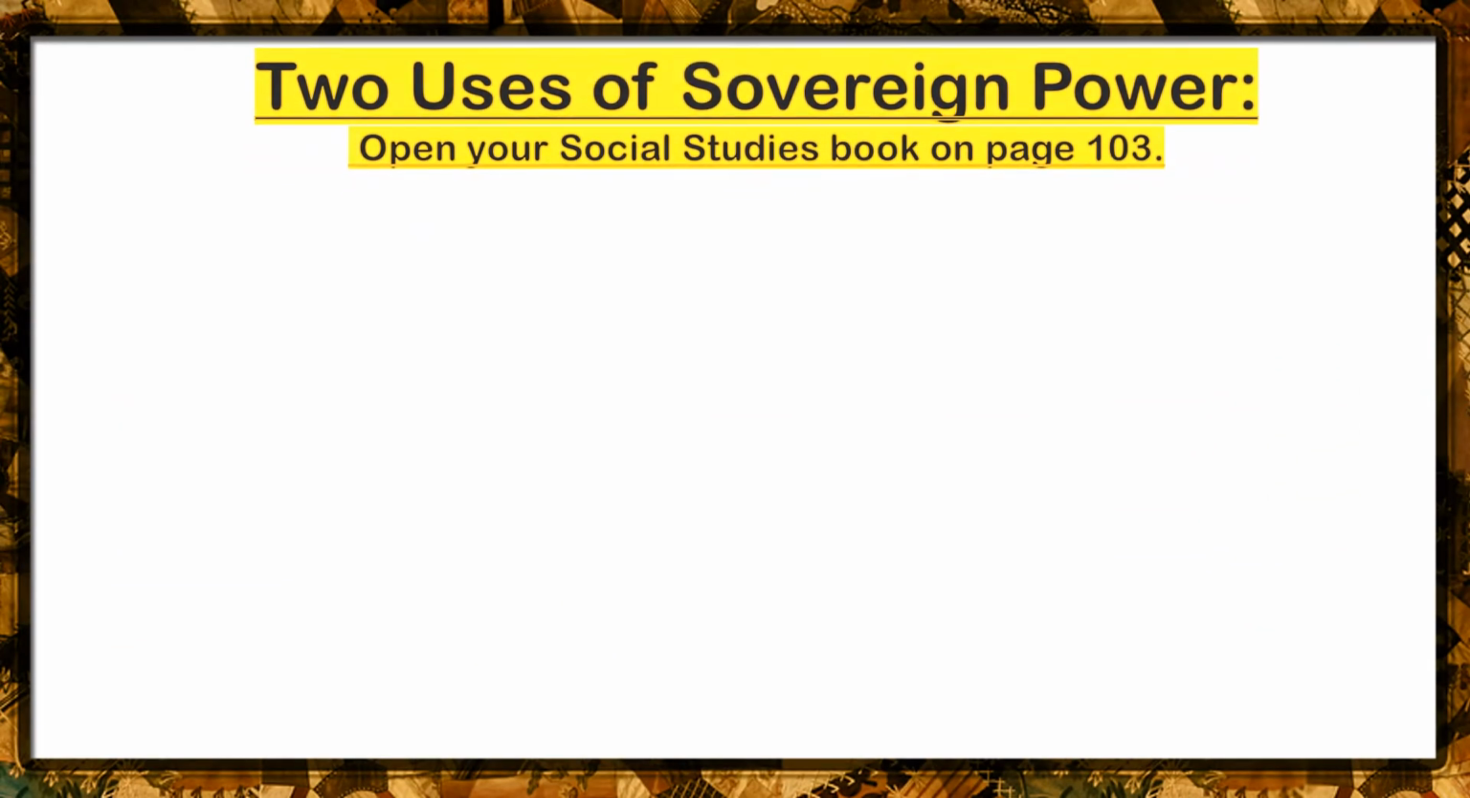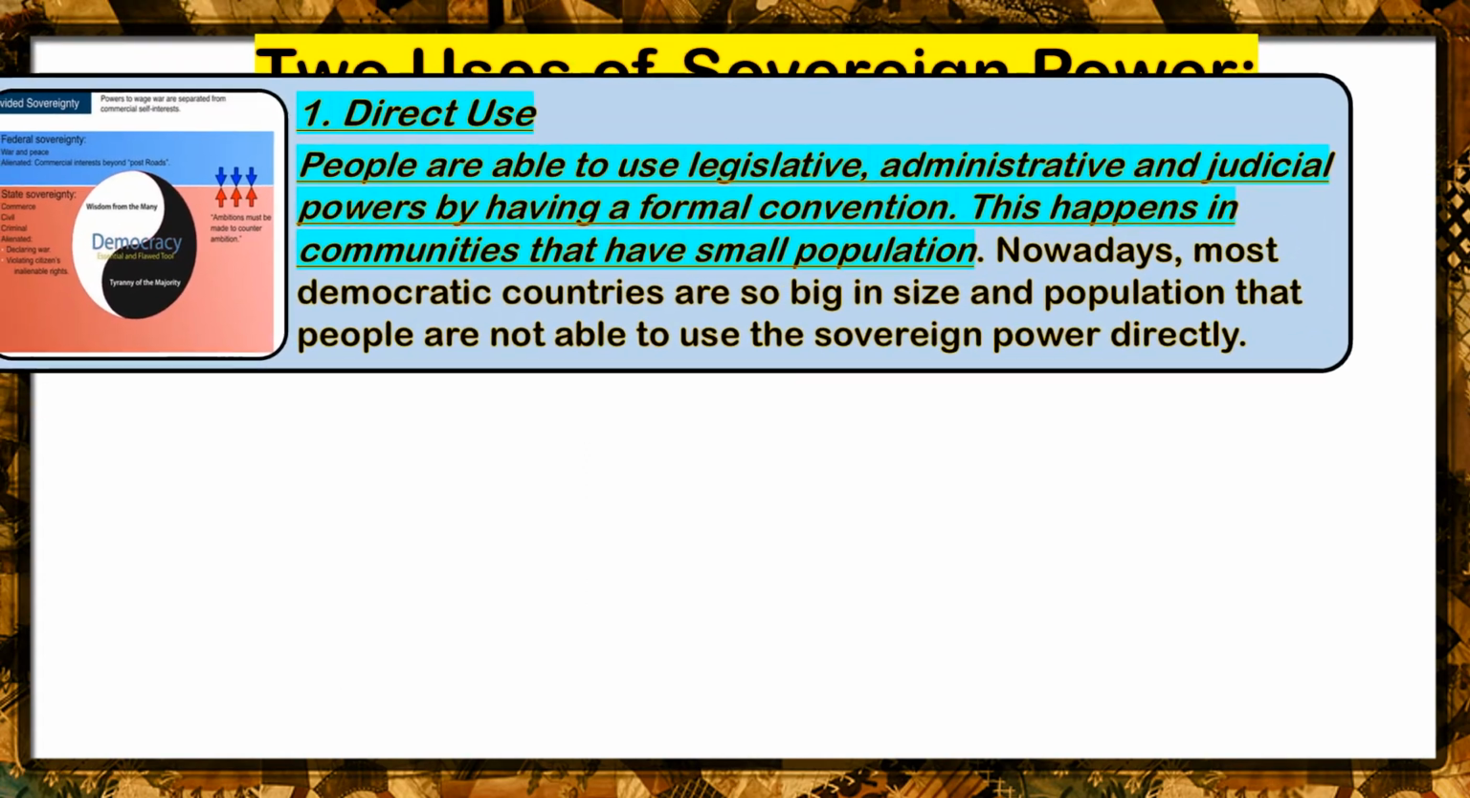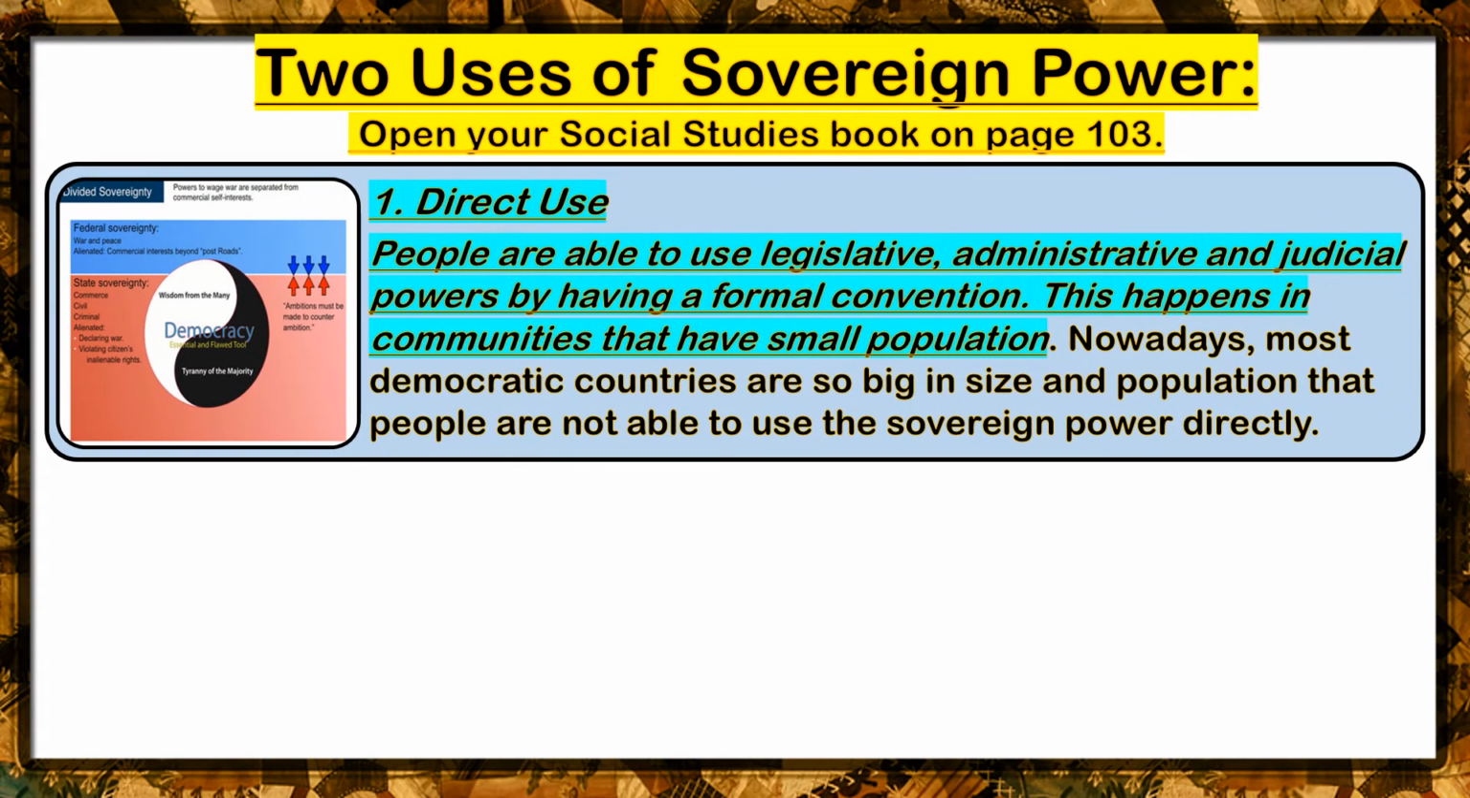Now, class, let us discuss the two uses of sovereign power. Please open your social studies book on page 103, and please only highlight the ones that you can see highlighted in my PowerPoint. So the first use of sovereign power is direct use.